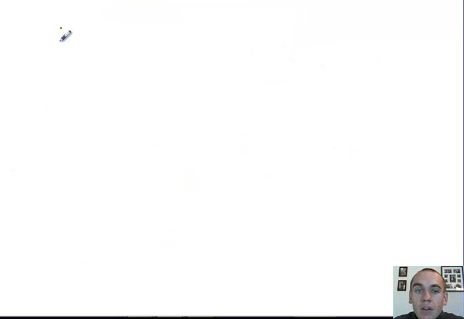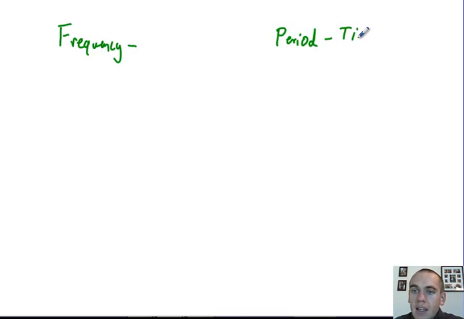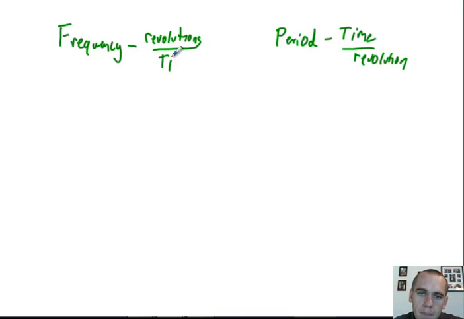Similarly, we have this other thing called frequency. Okay? Now, frequency tells me how often something occurs. Let's go back to period for a minute. Period was the amount of time required for one revolution. So I'm going to write it like this. Time per revolution. Okay. Frequency is revolutions per time. Okay. So these two things are inverses of each other.